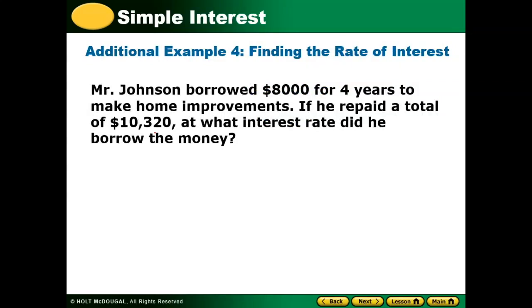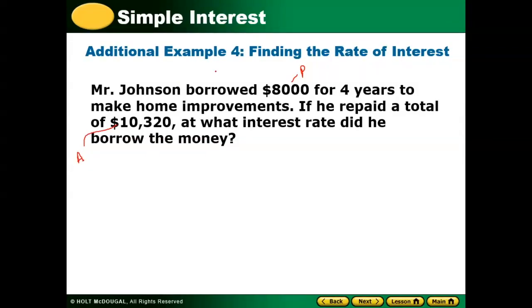So now, what if we're asked to find the rate? So we've calculated finding the time, we've found the interest, we found the amount, but now what if I find rate? Okay, sorry, back up a minute here. So Mr. Johnson borrowed $8,000 for 4 years. So this is the principal amount he borrowed for 4 years to make home improvements. If he repaid a total of $10,320, so that's the amount he repaid, right?